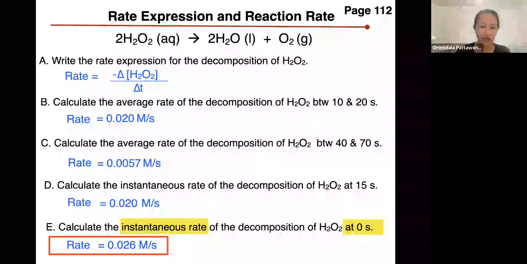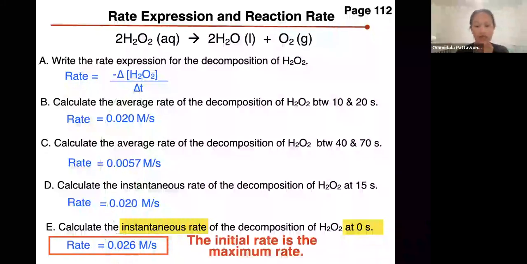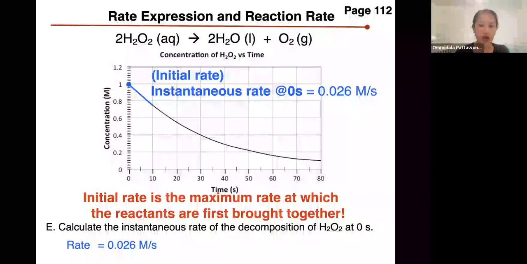Okay, so last one, we are going to take a look at the instantaneous rate at time 0. We already said that this is called the initial rate, right? So the initial rate refers to the instantaneous rate at time 0. You can see that if you compare this value to the rest, the initial rate has a higher value than any of those rates. So that means in this case, we can say that the initial rate is the maximum rate of the reaction. The reason for that is because it's the rate at which the reactants are first brought together. You have the highest concentration of the reactants.